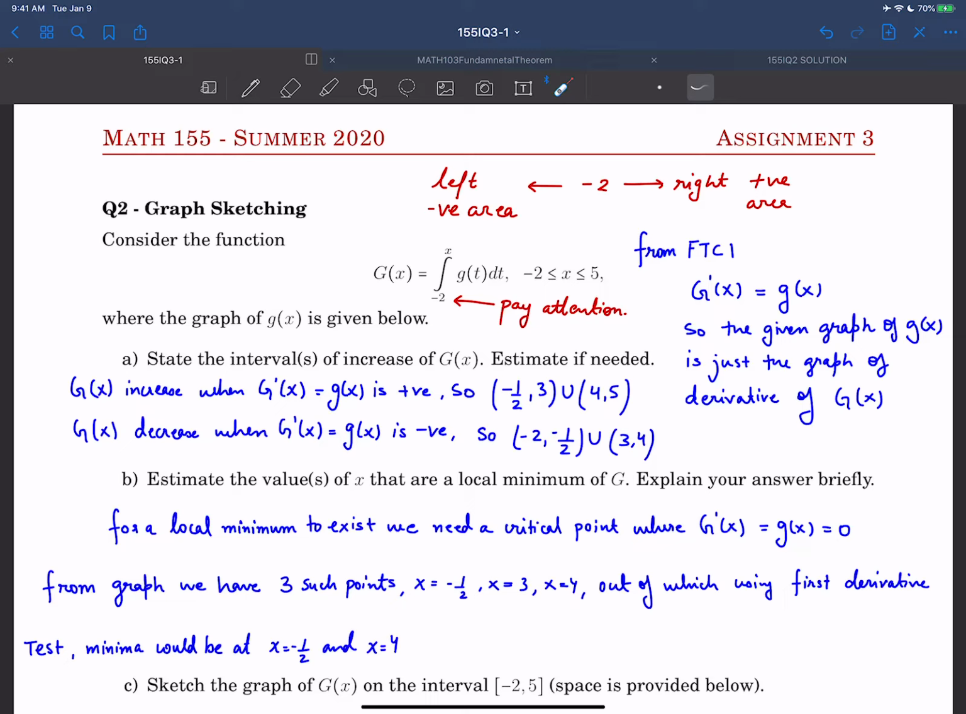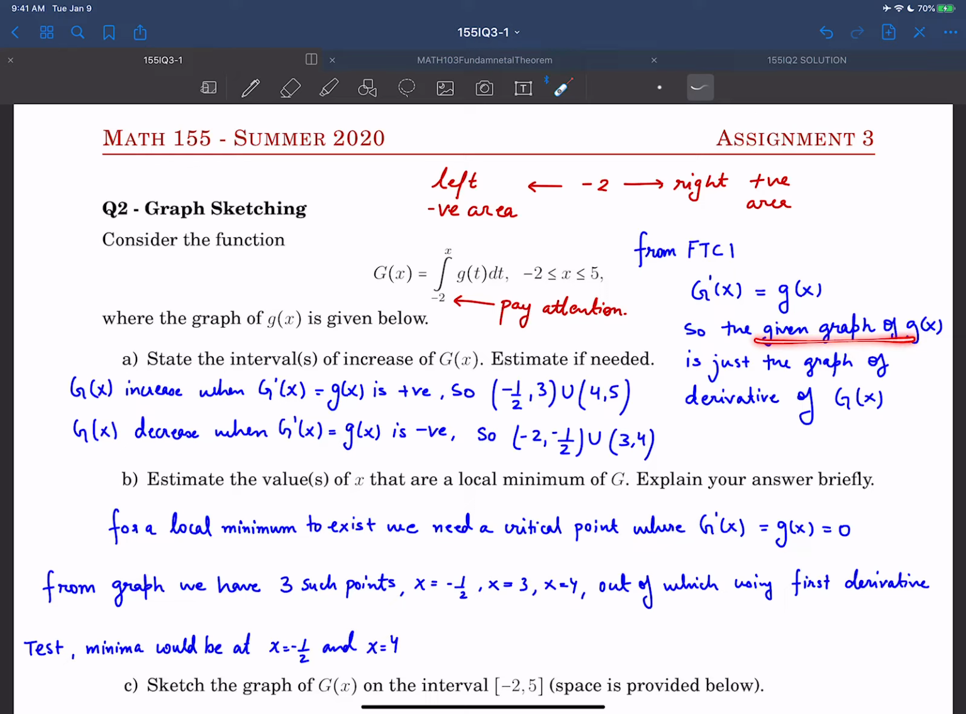What we have to realize, from FTC Part 1, is that this function, aka the area function, and the integrand function, aka the function that you're trying to integrate, obey this very specific relationship. The derivative of the area function is nothing but the function itself that you're trying to integrate. Keeping that in mind.